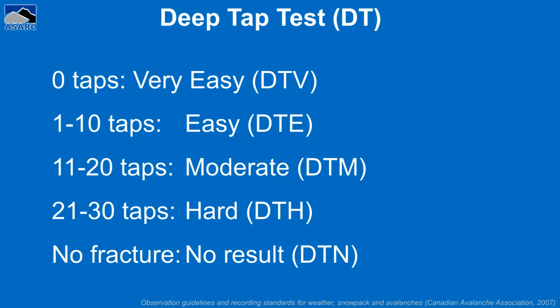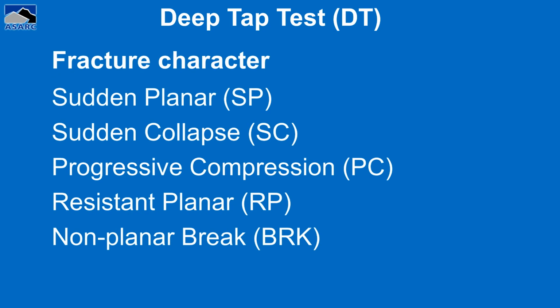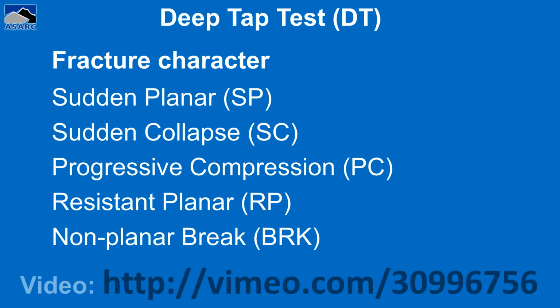To recap, if the column releases upon isolation of the column, it is recorded as DTV. If it is released in the first 10 taps, it is recorded as DTE for deep tap easy. Between 11 to 20 taps is DTM, 21 to 30 taps is DTH, and if the layer does not fracture, it is recorded as DTN. The same fracture character as the compression tests are used. Again, I highly suggest watching the video listed here.